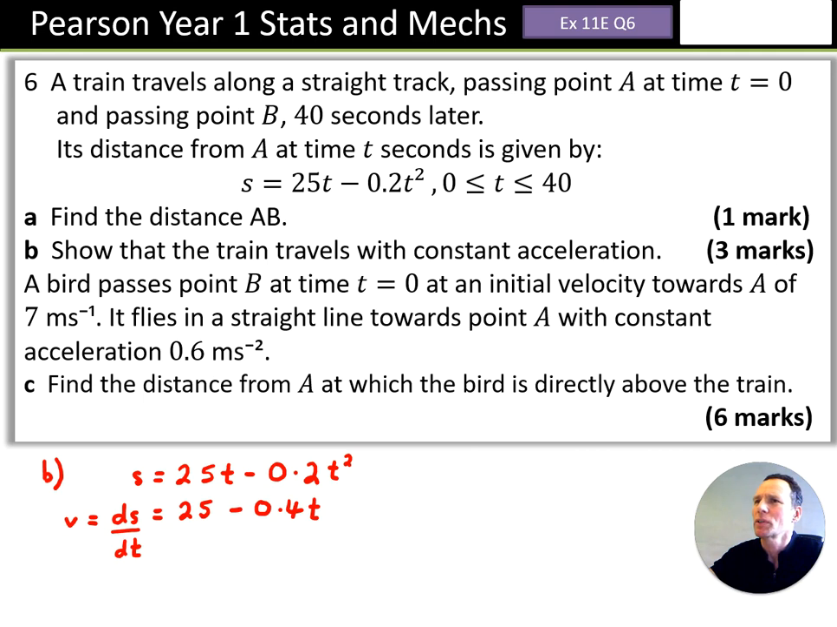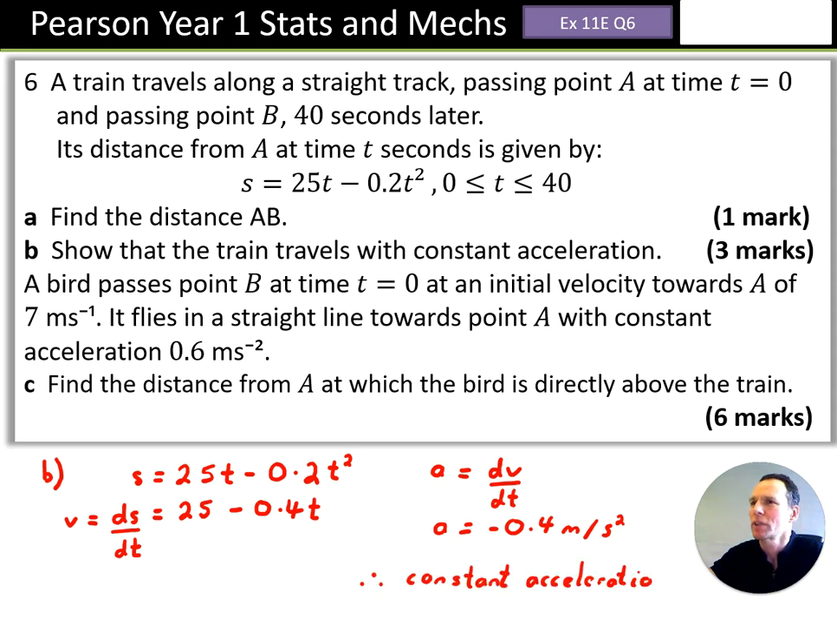That's 25 minus 0.4t. And then if we differentiate a second time to find the acceleration, the rate of change of velocity with respect to time, we get minus 0.4 meters per second squared. So constant acceleration.